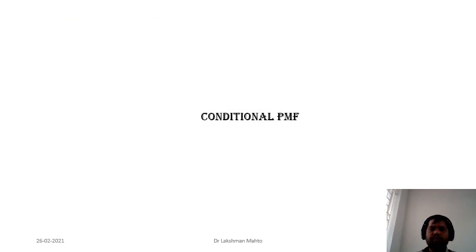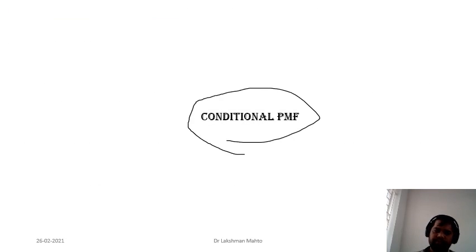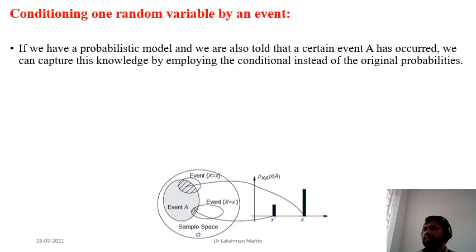I am coming to the conditional probability mass function. What does it say? So I am recalling the definition again. Suppose we have a probabilistic model, and we are told that we know some partial information regarding that probabilistic model. That partial information we are calling A. One event A has already occurred in the probabilistic model. So if A has already occurred, our new universe would be with respect to A.